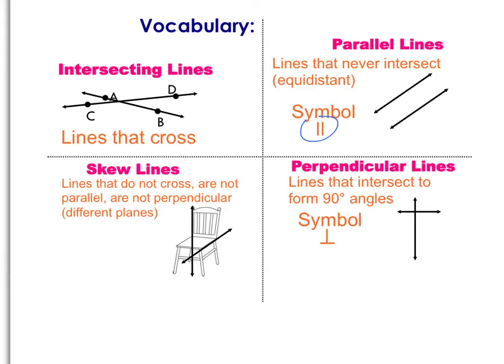For example, if you trace the line of this back leg of the chair and trace the seat, those 2 lines would actually never really cross in real life because one's in front of the other one, and so they're not intersecting. They're skew because they're on different planes. They're in front of or behind each other. And then perpendicular lines are lines that come together at a 90-degree angle. It looks like a T.